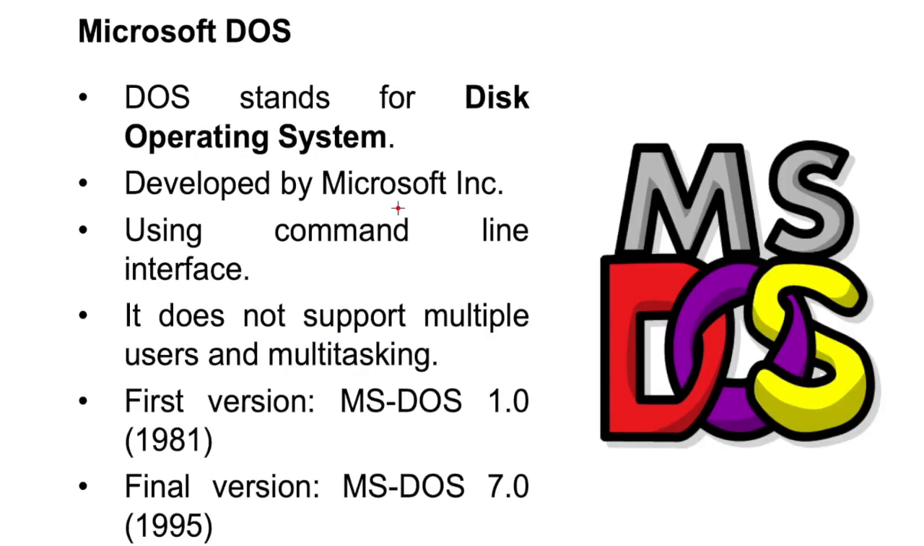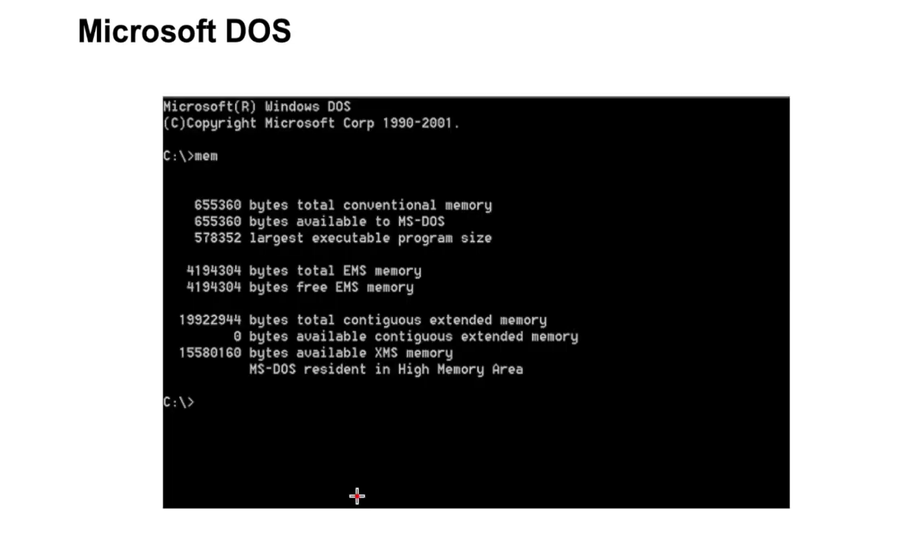So Microsoft DOS. DOS stands for Disk Operating System, developed by Microsoft to use the command line interface. For example, we need to write commands to use this operating system. It does not support multiple users and multiple tasking. The first version was in 1981, and the last version was in 1995. So this is basically Microsoft DOS. You can see here, we need to write commands to operate. There are no icons, no menus, no windows or anything.